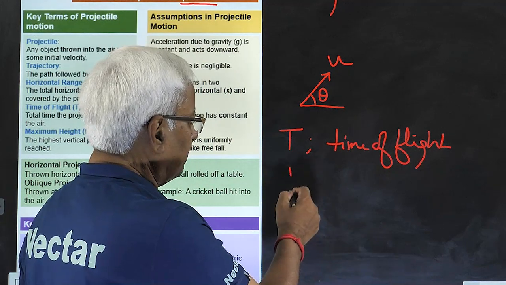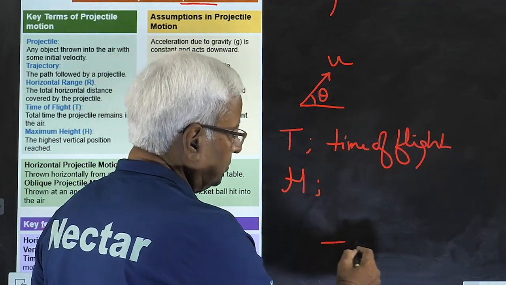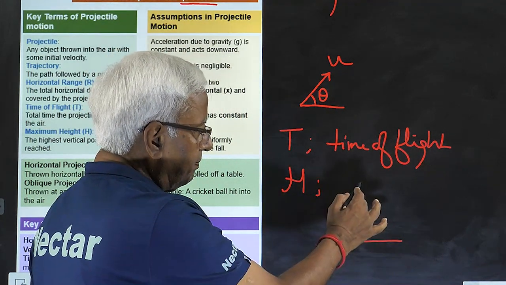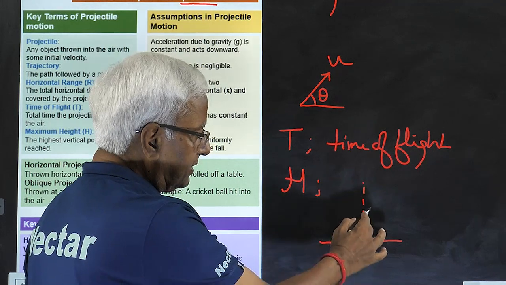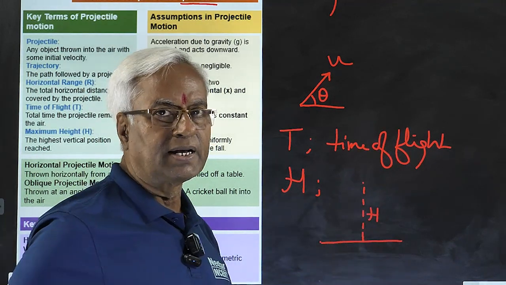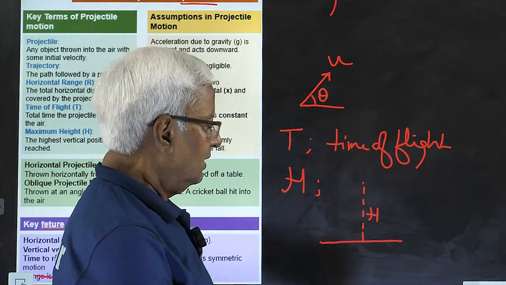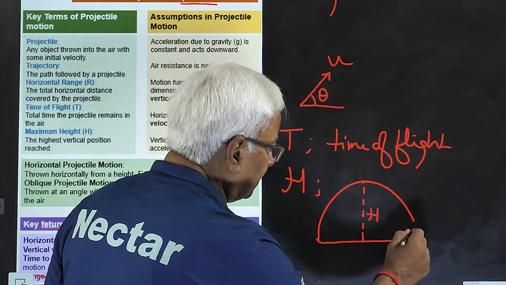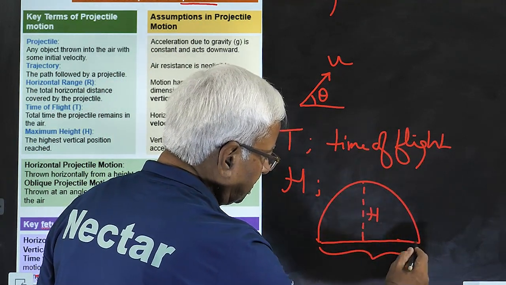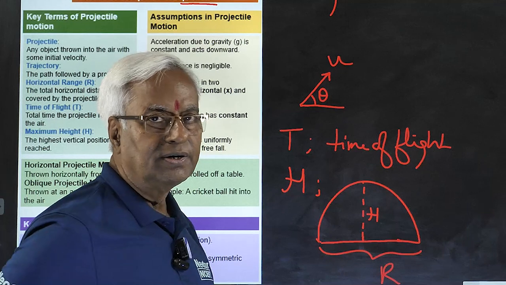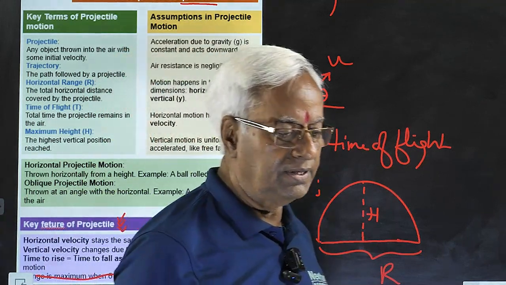H is used for maximum height. That means you throw from here. The maximum height gained by the projectile will be known as maximum height, capital H. The horizontal distance covered by the projectile will be known as range, the horizontal range.